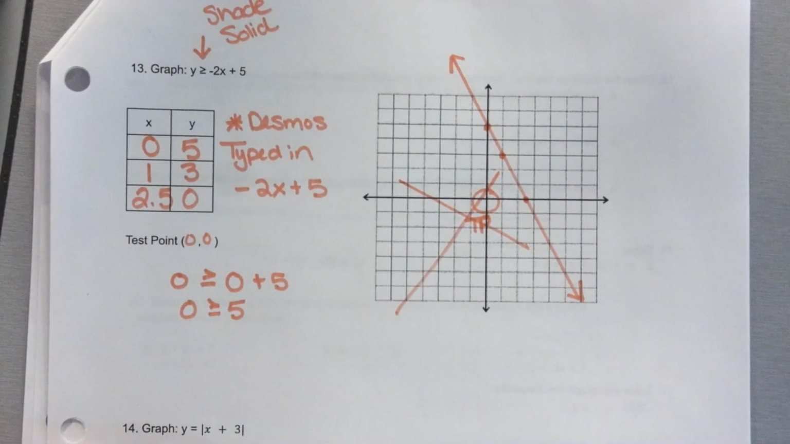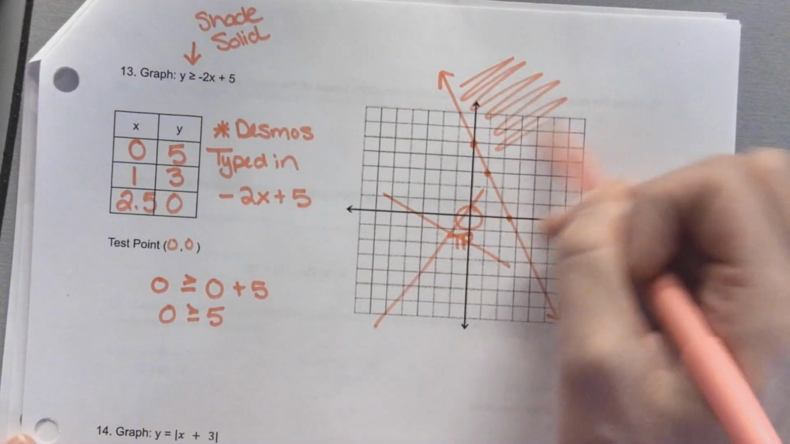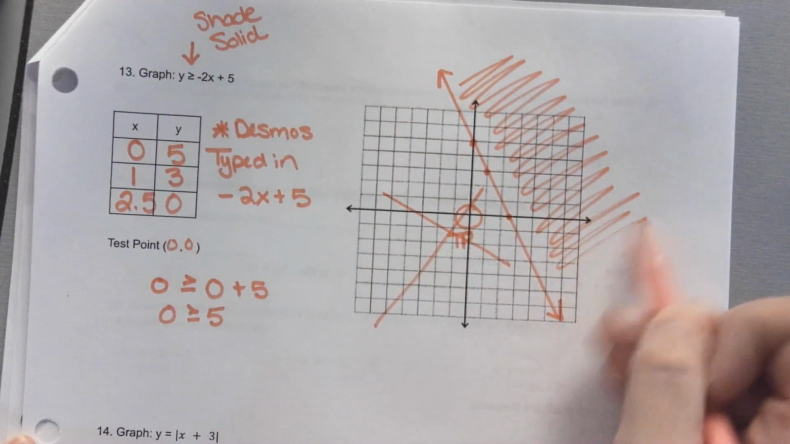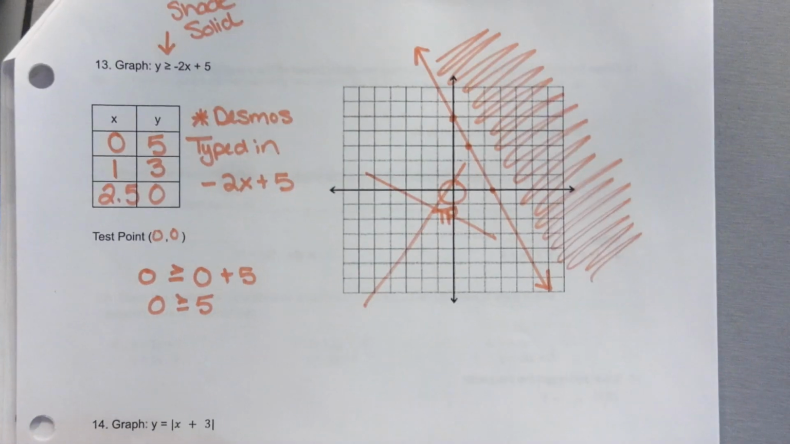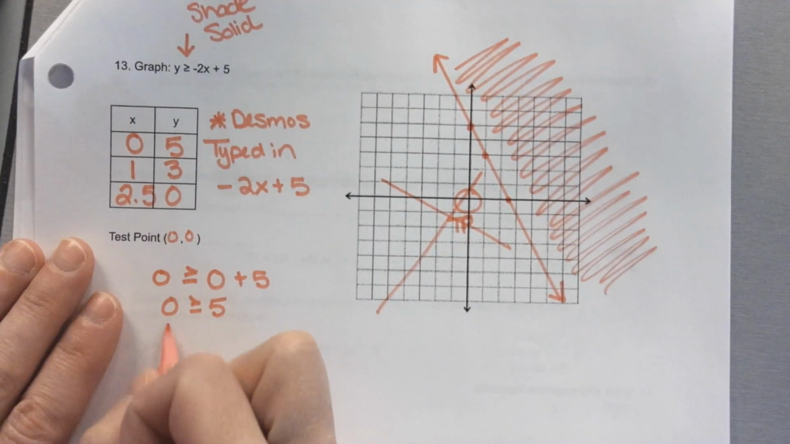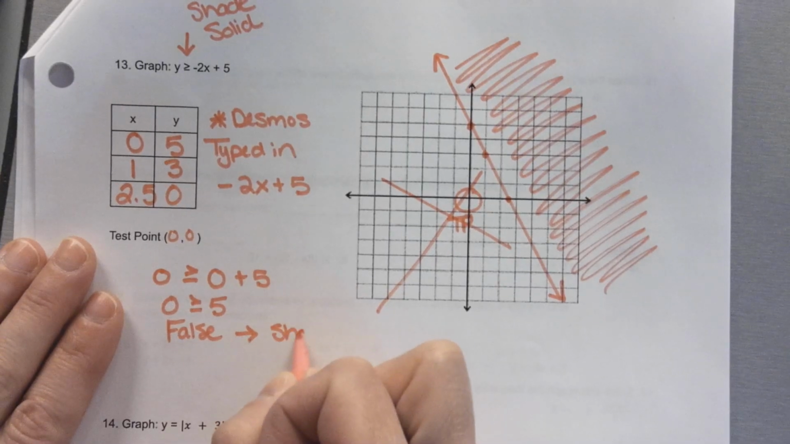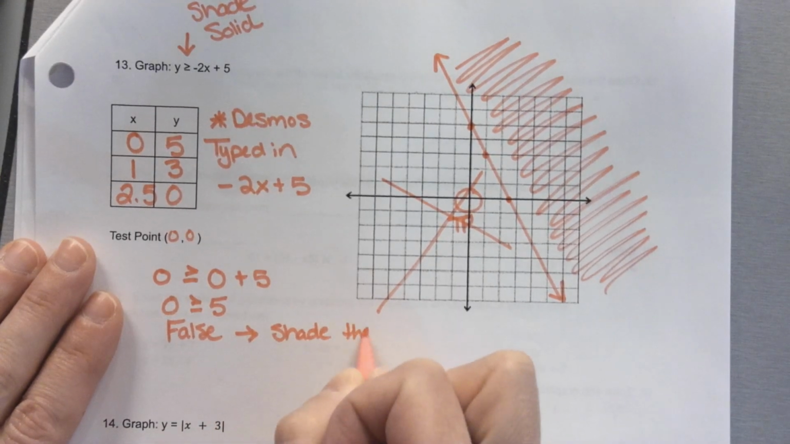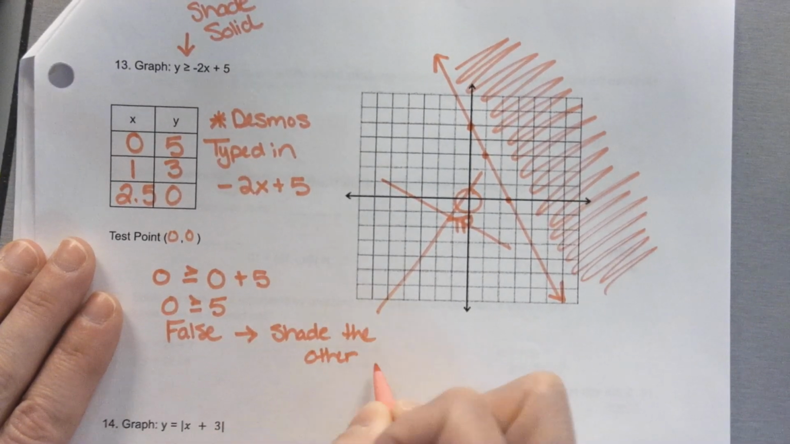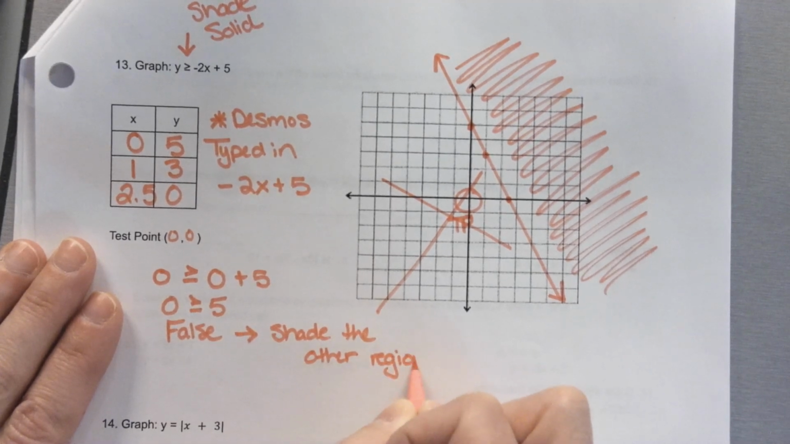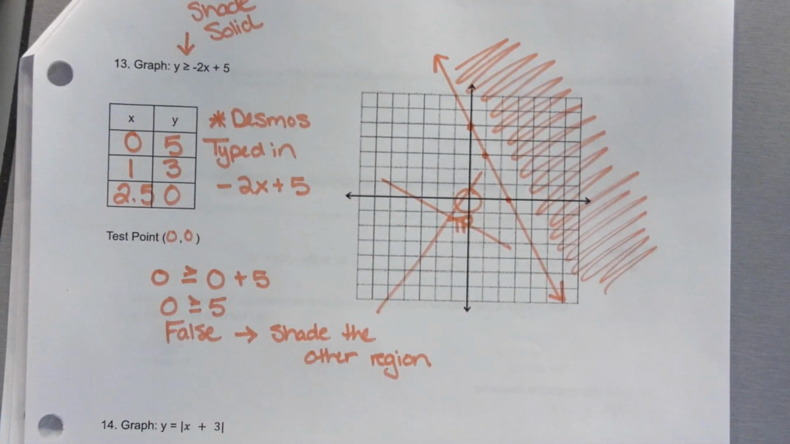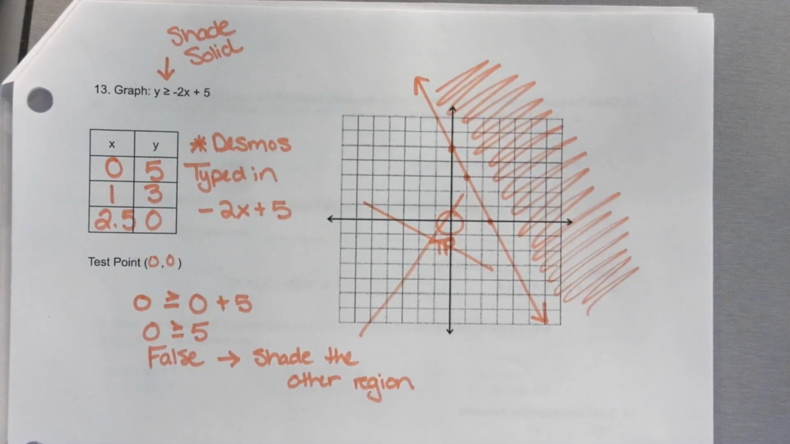So isn't it like you shade where it's not? Yeah, so we're going to shade where it's not. That was the bad area. So this is where my solutions live. So this was false. So I need to shade the other region. And again, write yourself that note, however it's going to make the most sense to you. So there's kind of a lot of little notes I have on there to myself. So make sure you've got what you want there.